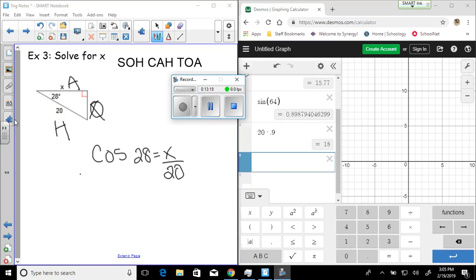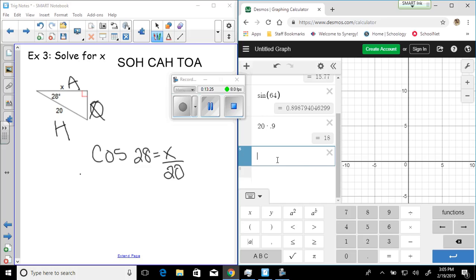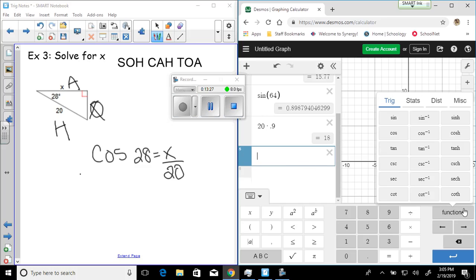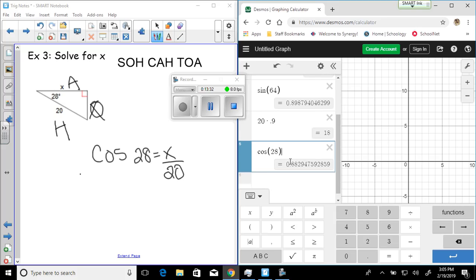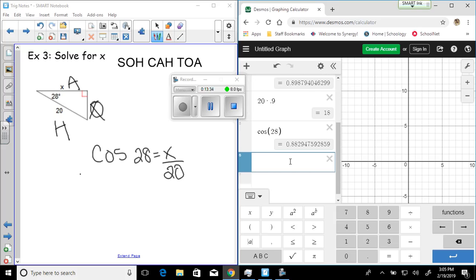over 20. So now we're going to go over to Desmos, and we're going to figure out what the cosine of 28 is. So we're going to go to functions, cosine 28, and we know that is 0.88. So we're going to come back to our problem. So cosine of 28 is just a number. 0.88 equals x divided by 20.